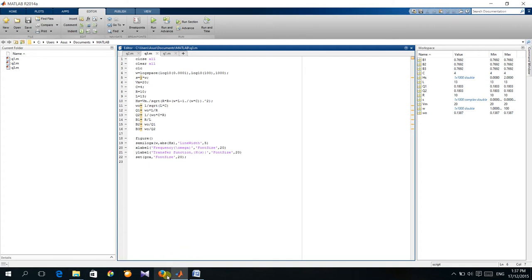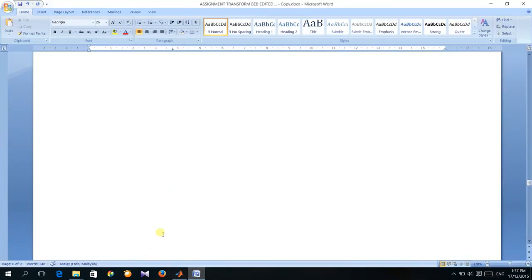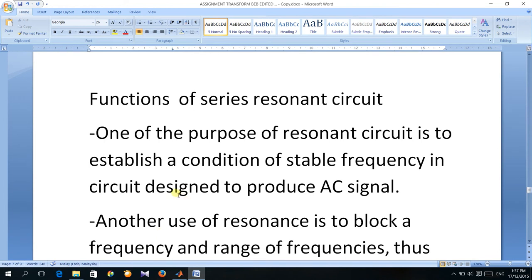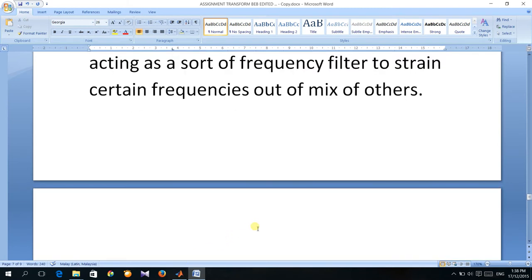So we close, then we click Word, then I will explain about this. Function of series resonant circuit. One of the purposes of a resonant circuit is to establish a condition of stable frequency in circuits designed to produce AC signal. Another use of resonance is to block a frequency or range of frequencies, thus acting as a sort of frequency filter to strain certain frequencies out of a mix of others.